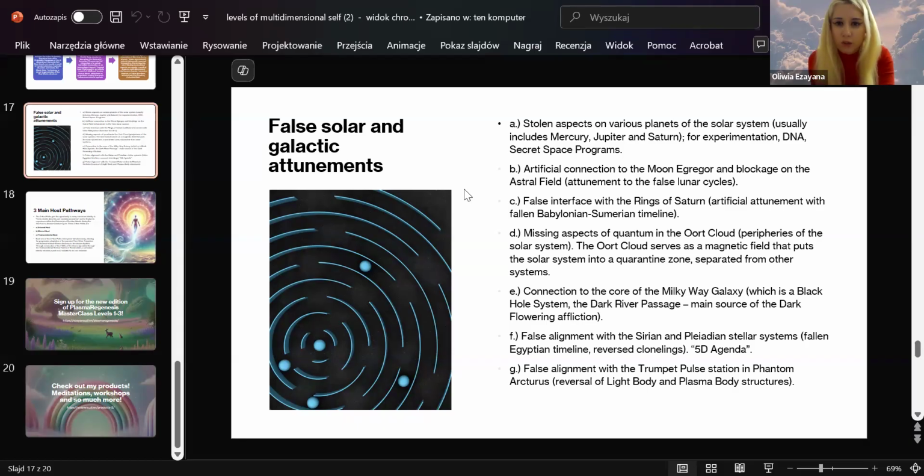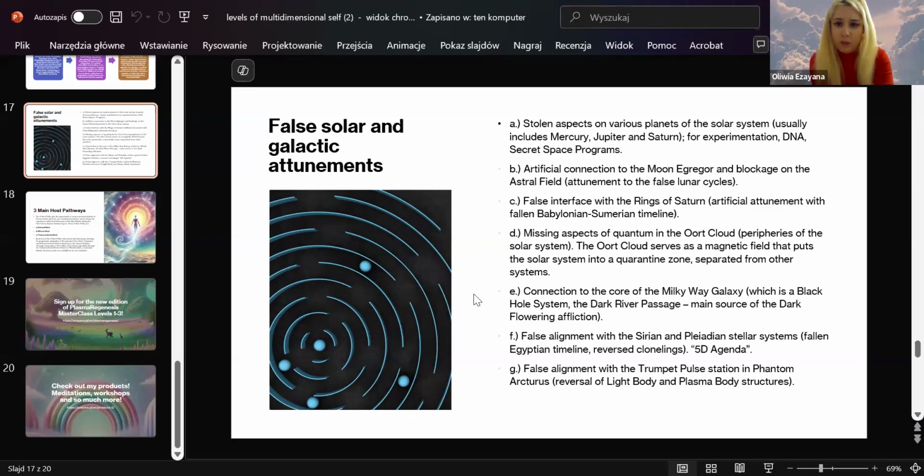There could be also the artificial connection to the moon egregor and blockage on the astral field. That basically, if you are very much affected by the full moon or the lunar eclipse, all of this is creating a certain energy around it where you are usually connected to the egregor that is affecting you this way. False interface with the rings of Saturn, which is an artificial attunement with the false Babylonian Sumerian timeline. There's a lot of people that are holding this blueprint, and then they are more vulnerable to attacks from different secret societies.